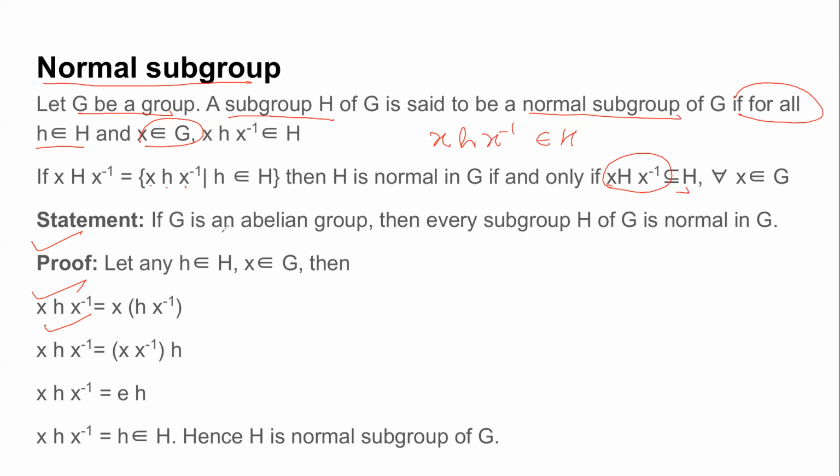Now, if you have an abelian group, you can easily show that every subgroup H is a normal subgroup. That is what I had mentioned in the last slide. Let us see if this is true.